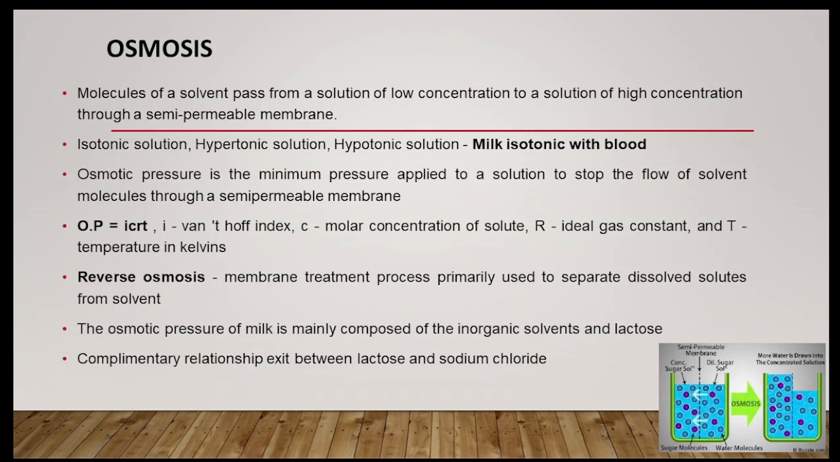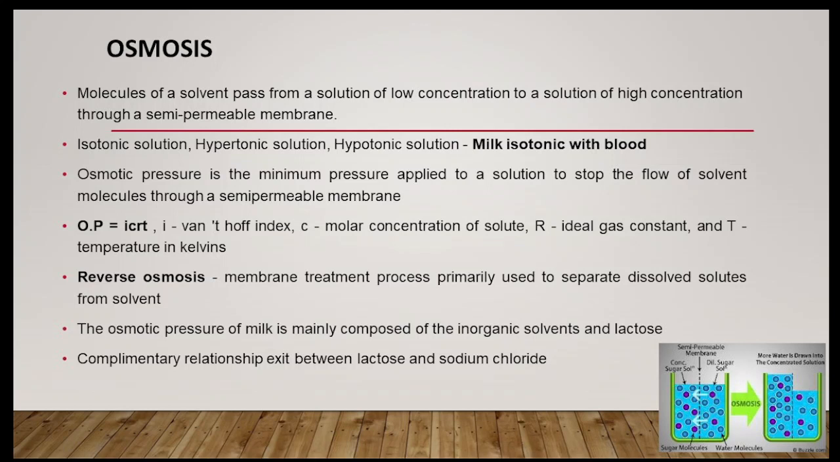The osmotic pressure can be given by the formula iCRT, where i stands for the van't Hoff index, C for the molar concentration of solute, R is the ideal gas constant, and T is the temperature in Kelvin. Okay, Kelvin units. So this is how we get the osmotic pressure. Now we have seen what osmosis is, and we have understood what osmotic pressure is, right? So now we can see what reverse osmosis is.